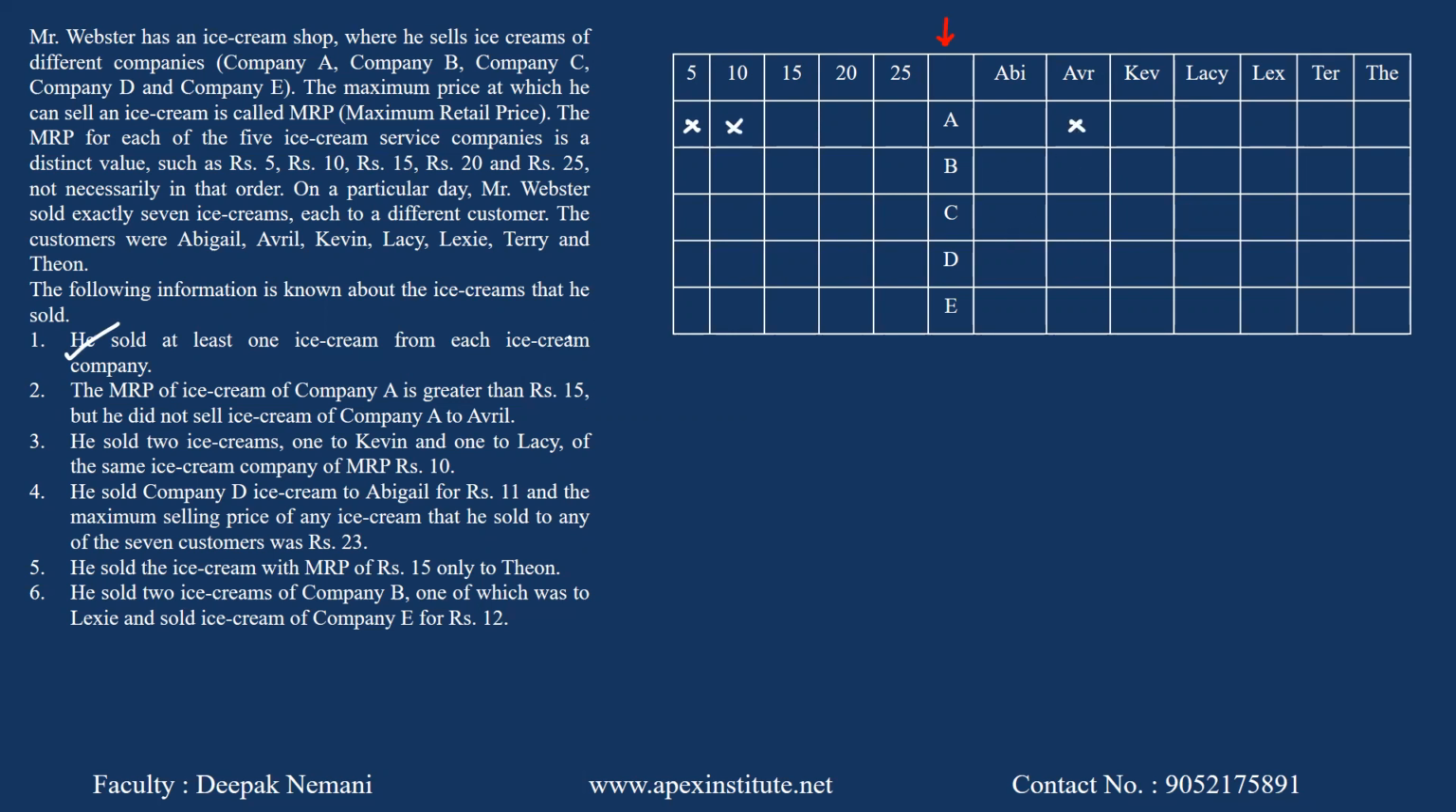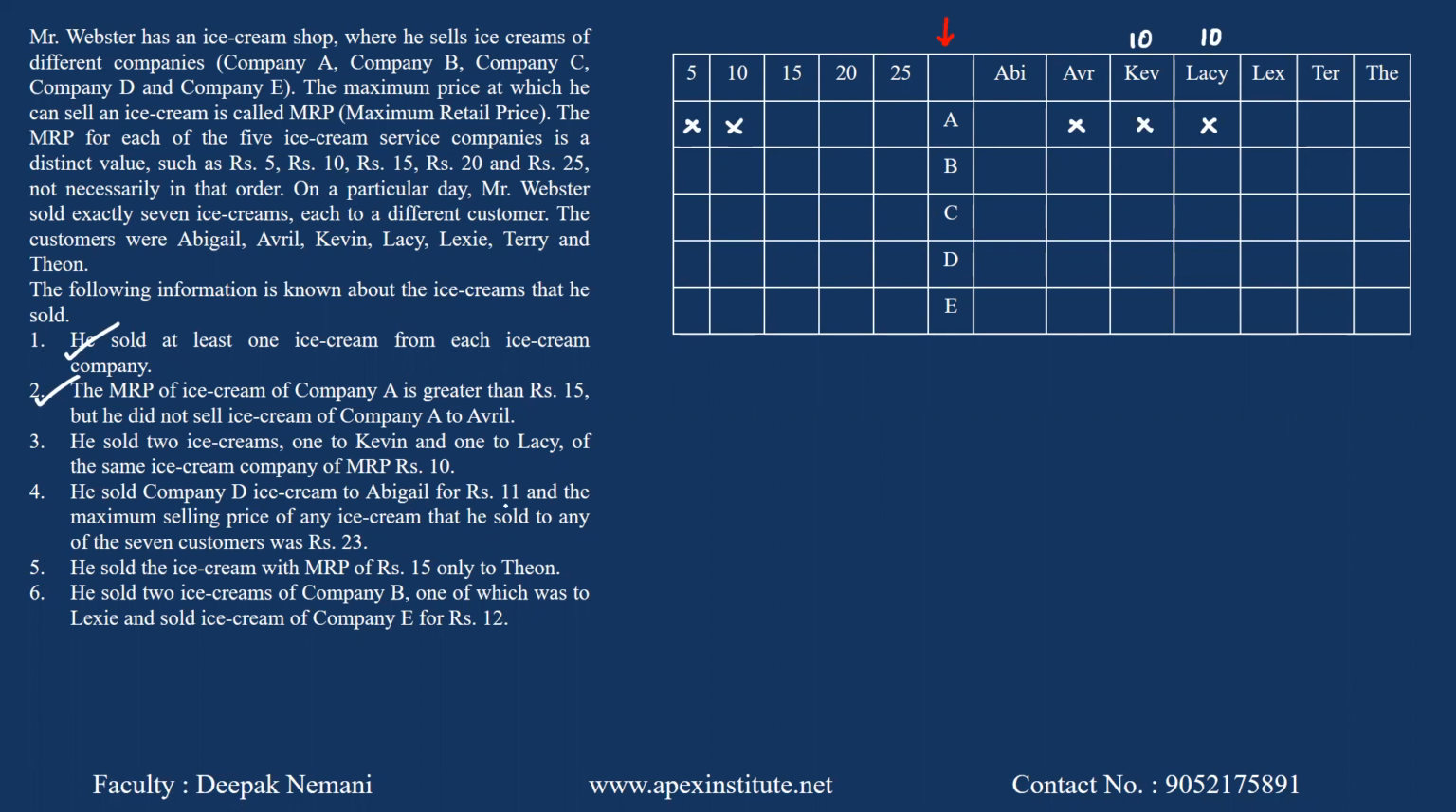Okay. Now he sold 2 ice creams. We have considered this. He sold 2 ice creams, one to Kevin and one to Lacey, of the same ice cream company of MRP rupees 10. Now, since the MRP of ice cream of company A is more than 10, I can say that Kevin and Lacey did not buy ice cream of company A.